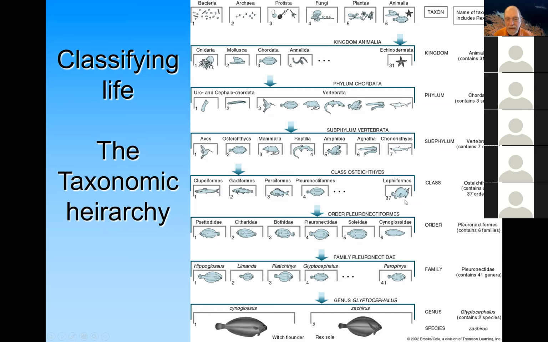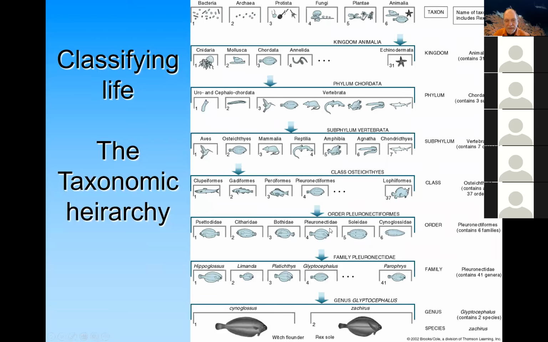We have a whole variety of different orders. And these are Clupeiformes, that's the herrings, Gadiformes, that's the cods, Perciformes, that would be things like rockfish and the red snapper, Pleuronectiformes, Lophiformes. Well, Pleuronectiformes, flatfish, is the best descriptor for sole.